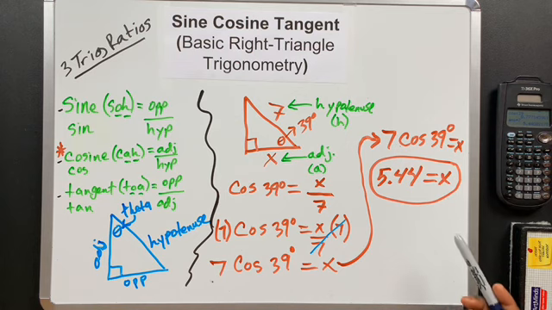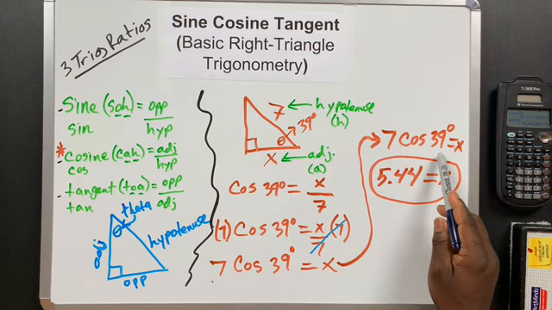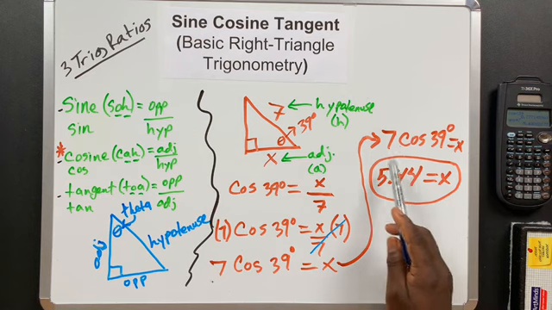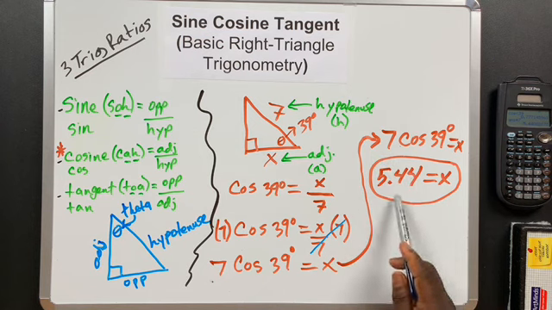And then for my calculator, I entered cosine of 39 degrees. I got a number. Then I pressed multiply times 7. And then I had x equals 5.44.